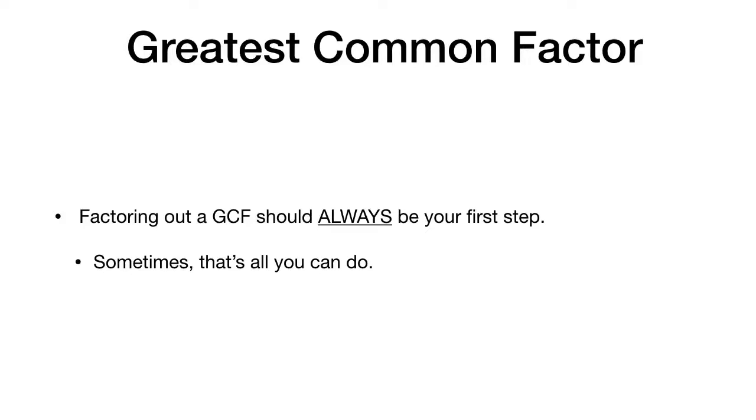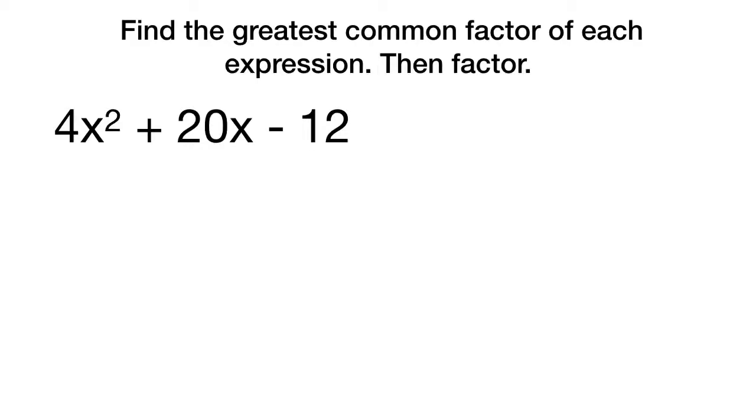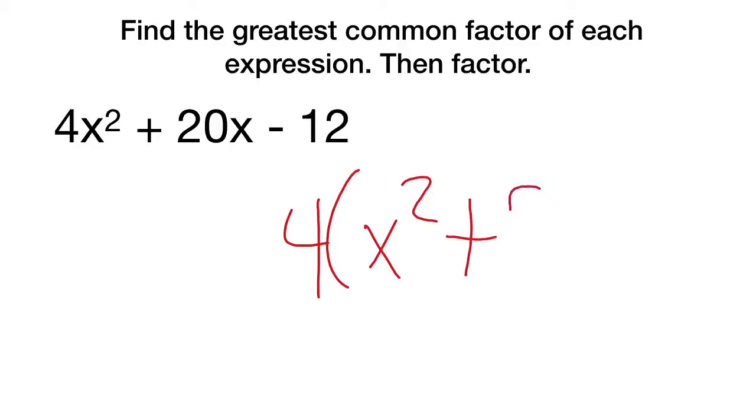So let's try factoring out a few things. Here's our first one. Right here it says 4x squared plus 20x minus 12. Well, the greatest common factor between 4, 20, and 12 is in fact the number 4, because 4 goes into 4 once, so that just becomes x squared. Plus 4 times 5 is 20, so plus 5x, minus 4 times 3 is 12.